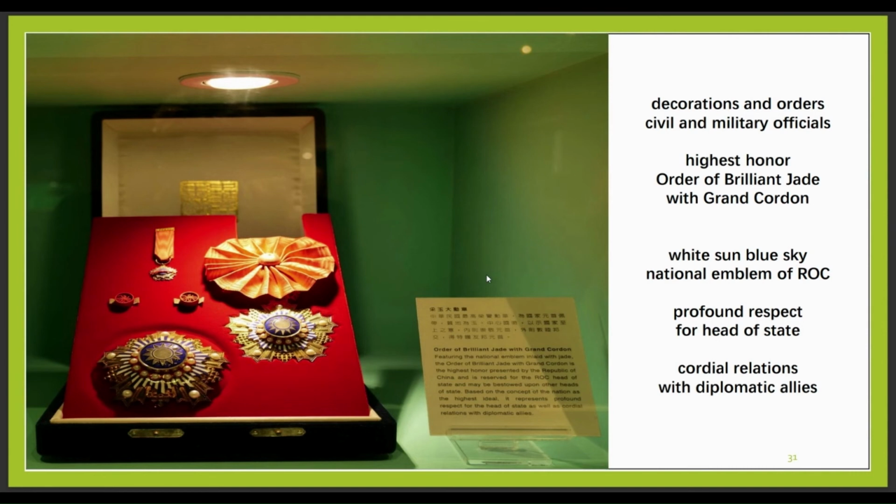A part of the president's tasks is to confer the decorations and honors on civil and military officials. The highest honor one can get is called the Order of Brilliant Jade with Grand Cordon. So the word cordon means ribbon, and attached to this ribbon are then these honors and decorations. And here you see an example. This is a white sun against a blue sky, which is also the national emblem of the Republic of China. And this kind of decoration expresses profound respect for the head of state and the hope to have cordial, friendly relations with diplomatic allies.